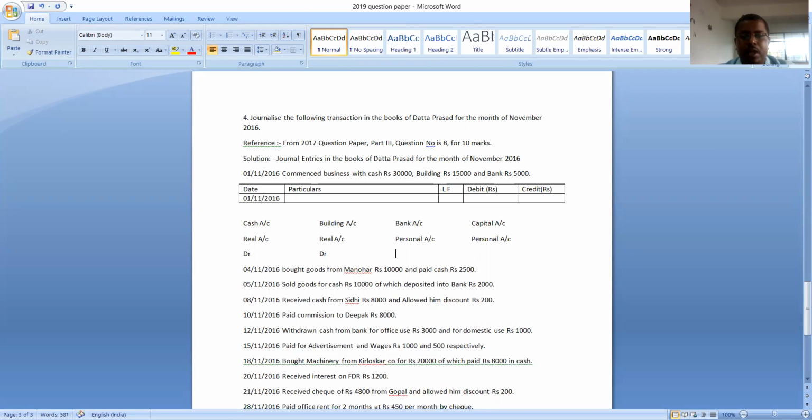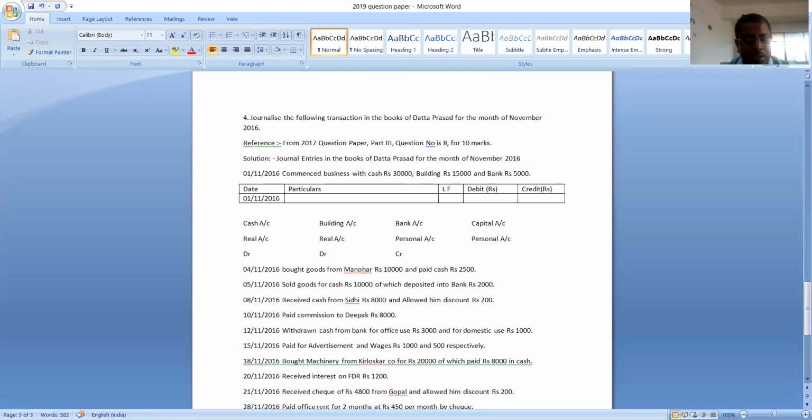The next one is bank account. Okay, here commenced business with cash rupees 30,000, building rupees 15,000 and bank rupees 5,000. Meaning we have taken 5,000 rupees from bank and we invested it into the business. Understood? In this particular situation, bank is which account? It is a personal account. So we have taken 5,000 rupees from bank means banker is the giver or the receiver? He is actually the giver. Which rule is applicable? Credit rule is applicable.